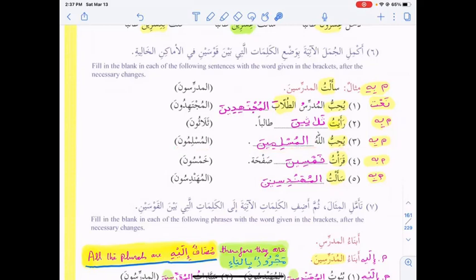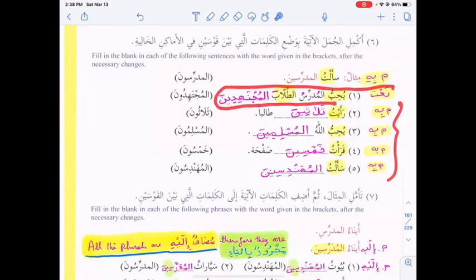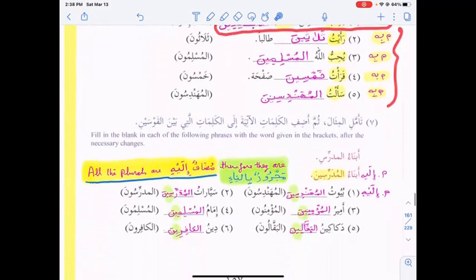Qara'tu, I read. What did you read? Khamsina. See, khamsuna will become khamsina safhatan. I read 50 pages. Saltu, I asked. Whom did you ask? Here is muhandisuna, so you will say saltu muhandisina. Mafulun bihi. So they are all mafulun bihi. There was just one in which it is a not, but it is mansub, inshallah. Now we come here.